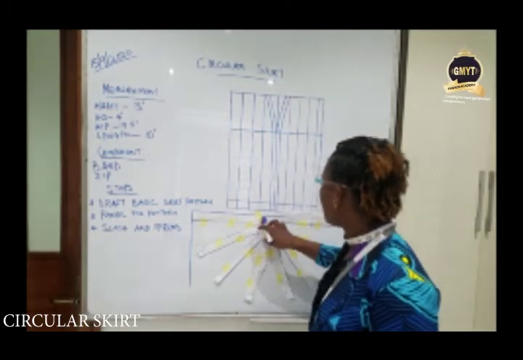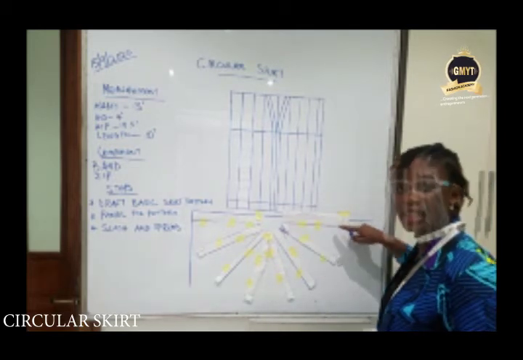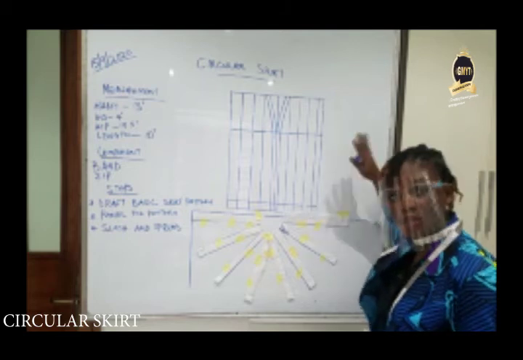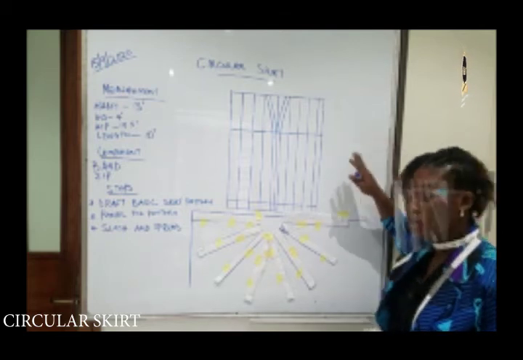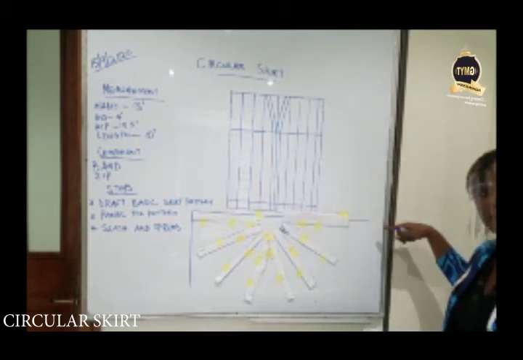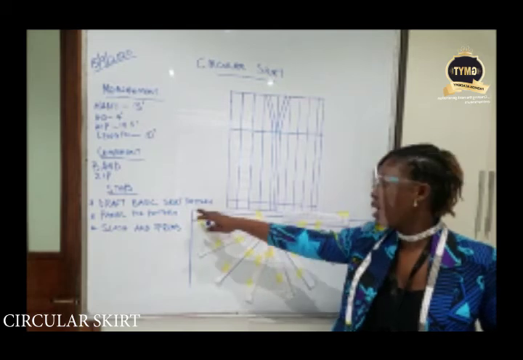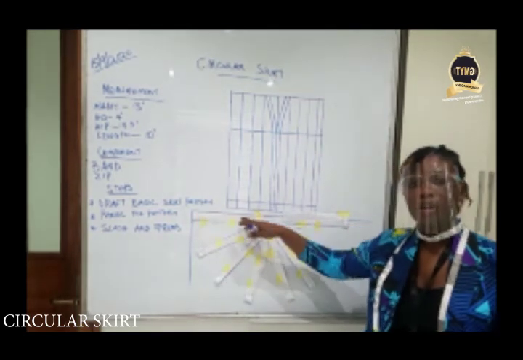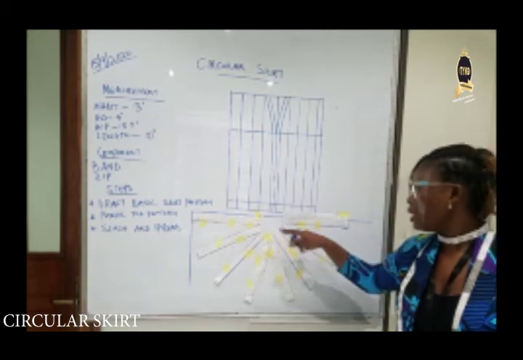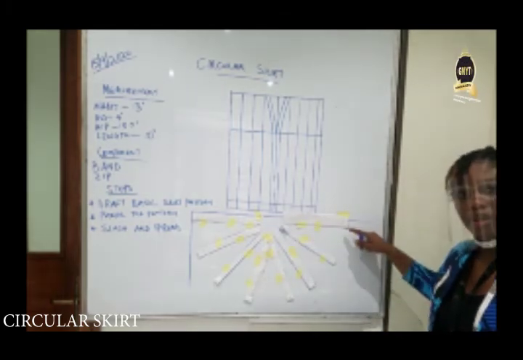So now that I have done that, your center back should align on that edge of your paper. So let your zip allowance be left out. As you can see, this blue line signifies the edge of my paper. So you can see my center front, I aligned it with the edge of the paper. Then my center back, I aligned it with the edge of the paper.